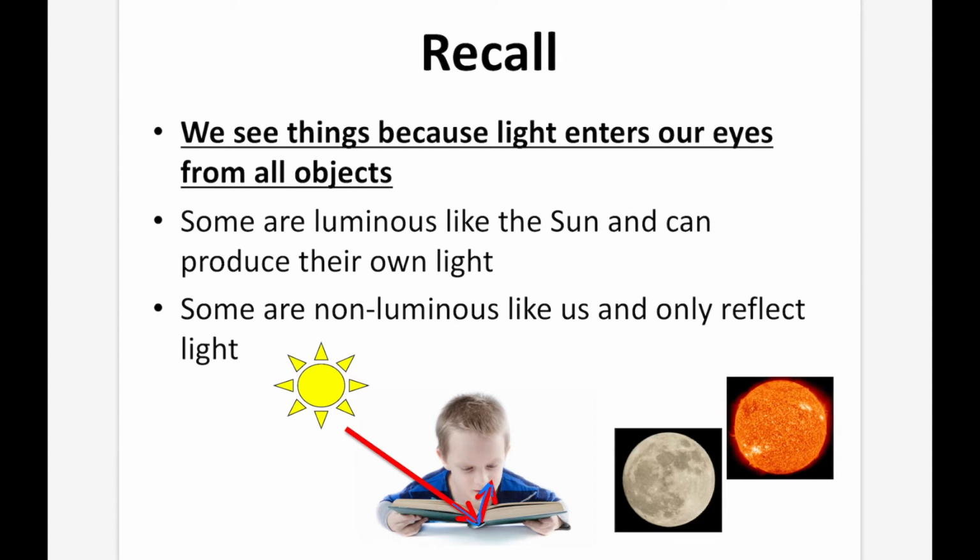Now the sun is a different example, because the light from the sun is going to come directly into our eyes. So we're going to be able to see the sun without any other thing being there to reflect it into our eyes. The moon is another example, similar to the book, that is non-luminous. We can only see the moon when light from the sun hits the moon and shines into our eyes. So it looks something like that.